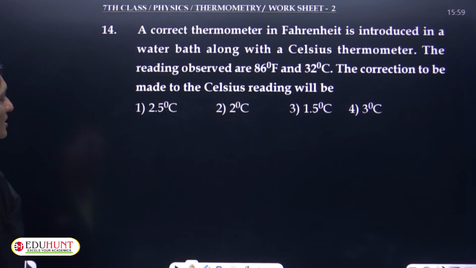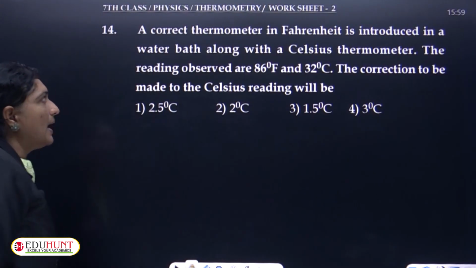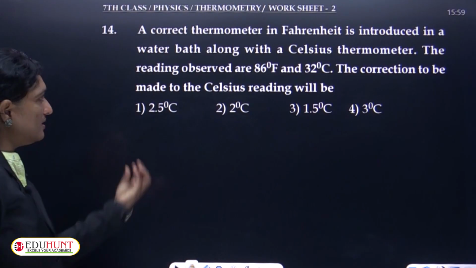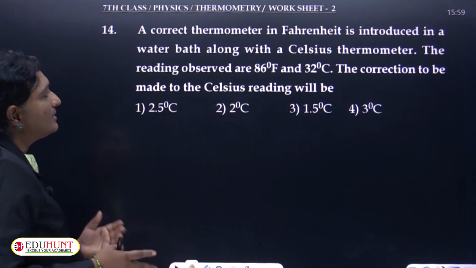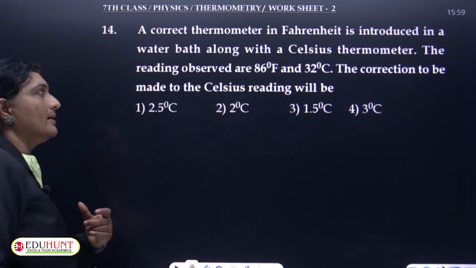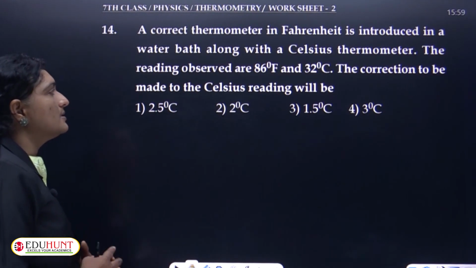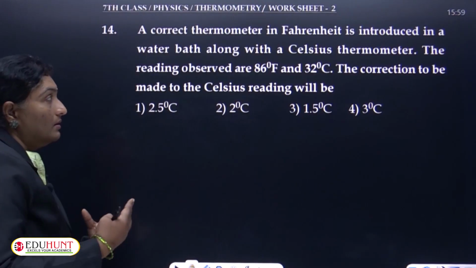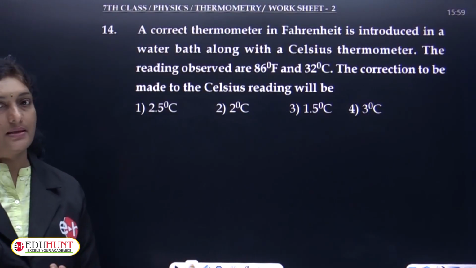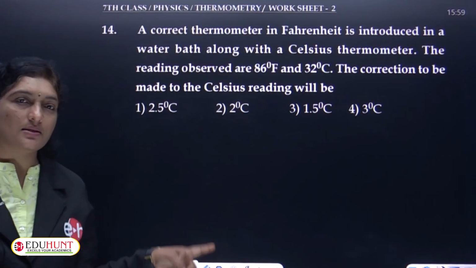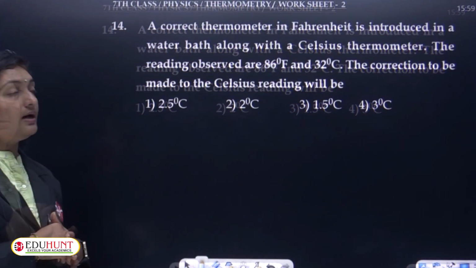Moving to the 14th question: a correct Fahrenheit thermometer is introduced in a water bath. So, a proper thermometer was given and it was dipped inside a hot water bath at the steam point, along with a Celsius thermometer. The readings observed are 86 degrees F and 32 degrees C. The correction to be made to the Celsius reading will be? The Fahrenheit thermometer is giving the correct value, so there is some mistake in the Celsius one. We have already solved this method. The Fahrenheit scale gives the correct value.